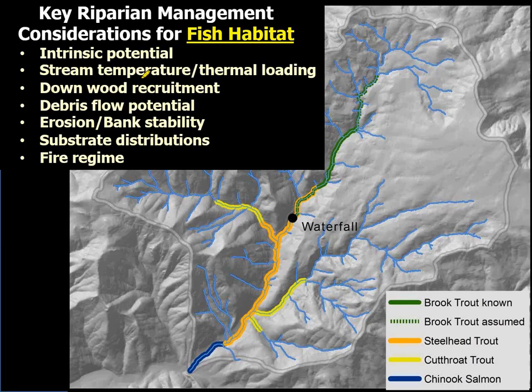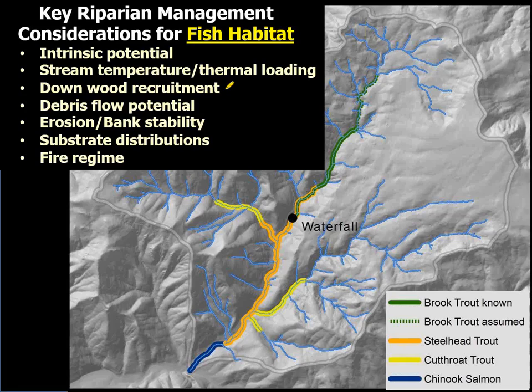Some of the key considerations vary by the lens that you look through. If you were focusing on fish and fish habitat, there is a smaller subset of things that really float to the top as considerations that you might want to manage by riparian buffers. Intrinsic potential gets to the potential of the landscape to provide for fish habitat. Stream temperature: many of our fish in the Northwest are cool-adapted species, and so thermal loading and stream temperature are key considerations for salmonids.